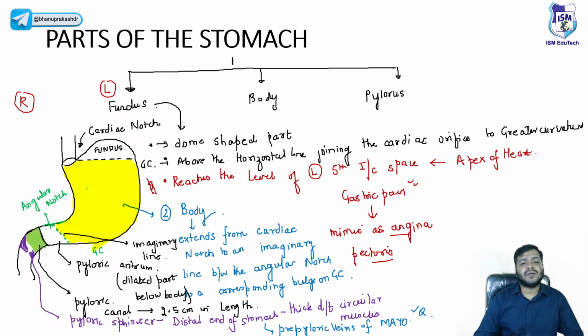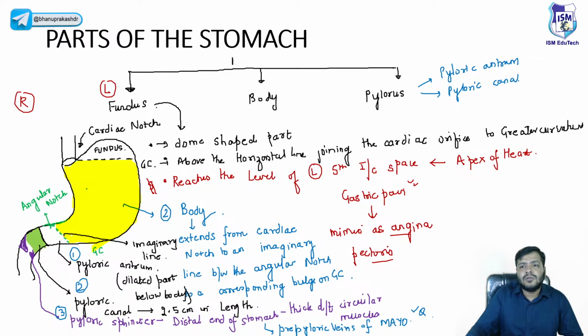I hope the parts of the stomach are clear to everyone. The important condition, the gastric pain and the pre-pyloric veins of Mayo, we have already discussed. Otherwise, the main three parts are fundus, body, and pylorus. And the pylorus consists of the pyloric antrum, that is the dilated part, the pyloric canal, and the pyloric sphincter. Just give me a thumbs up in the chat box, guys, if it is understood.